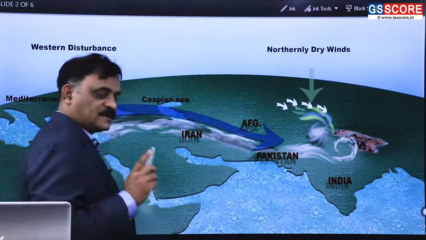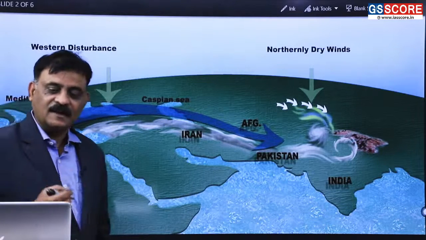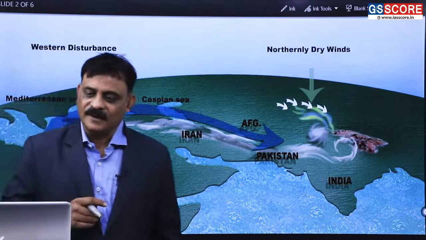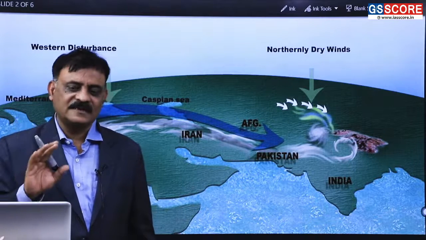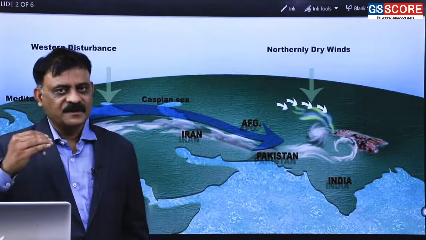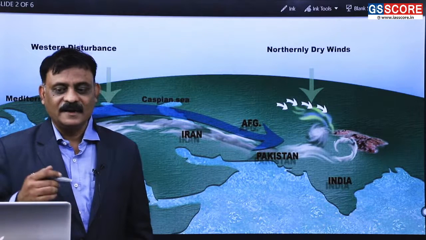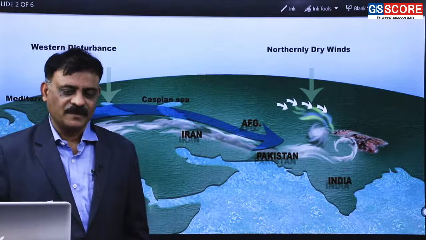Okay, now always remember, because explaining the temperate cyclone is a complete topic in itself, that this is a type of temperate cyclone which reaches the Indian region in its end stage.